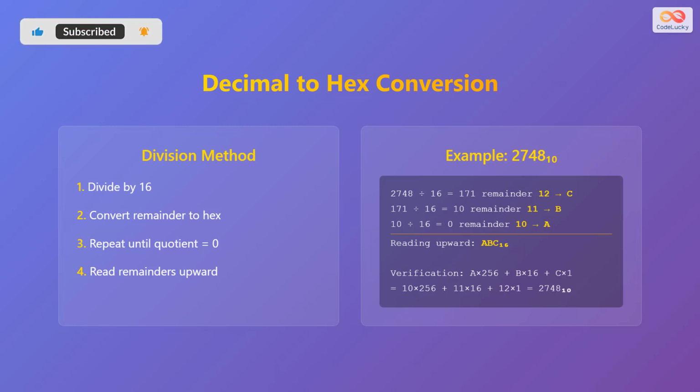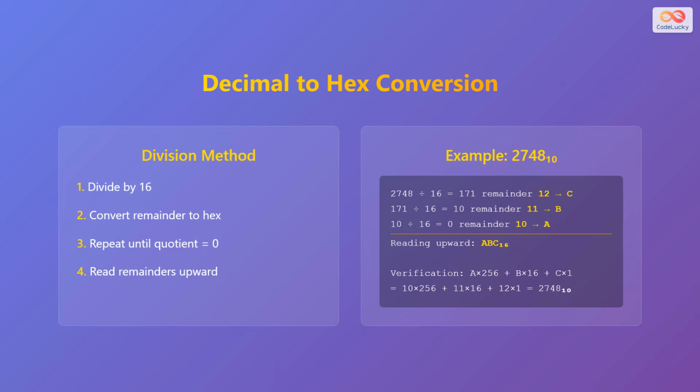Let us consider 2748 base 10. When divided by 16, it gives 171 with a remainder of 12, which is equivalent to C in hexadecimal. 171 divided by 16 equals 10 with a remainder of 11, which is equivalent to B in hexadecimal. 10 divided by 16 equals 0 with a remainder of 10, which is A in hexadecimal. Reading upward, we get ABC base 16.